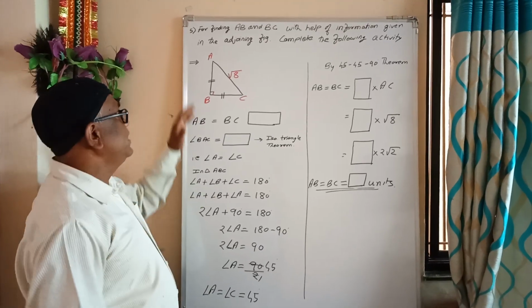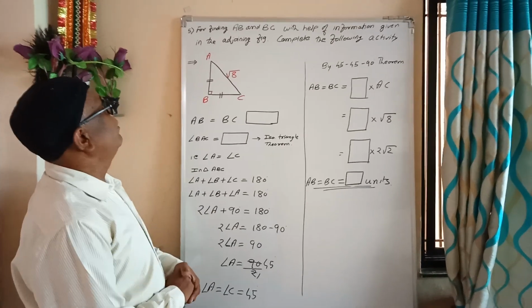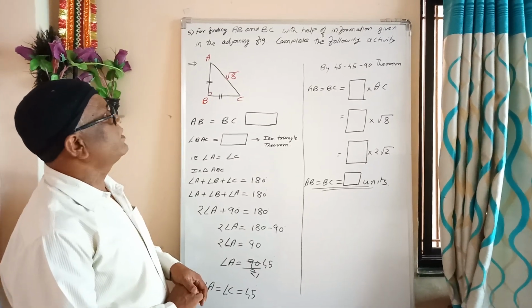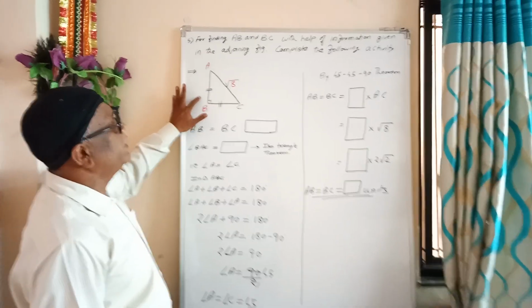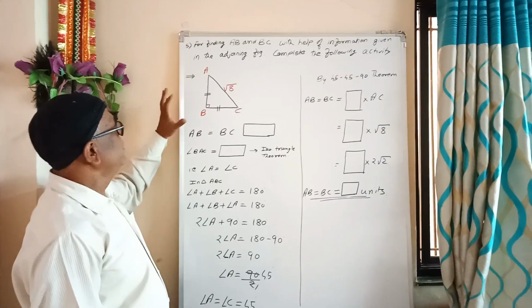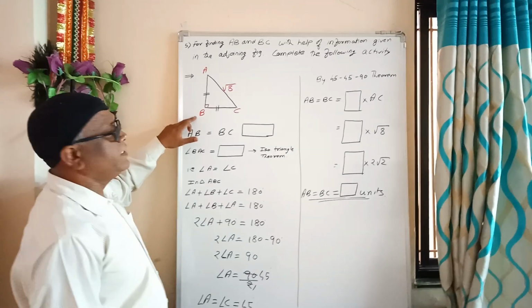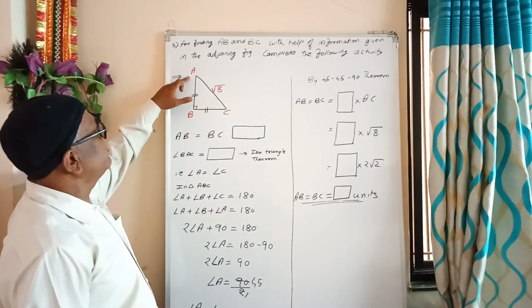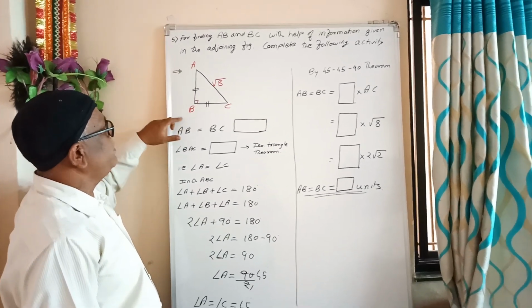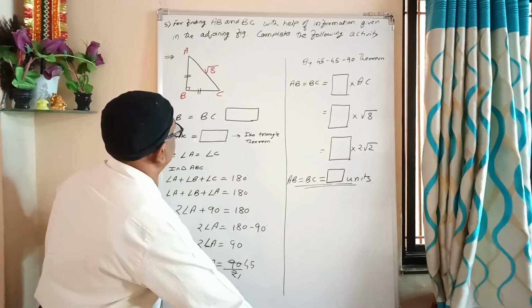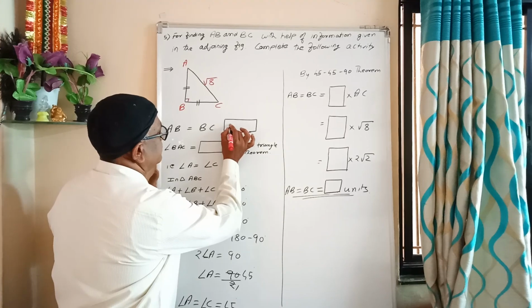Now, example number 5. For finding the side AB and side BC with the help of the information given in the adjoining figure, complete the following activity. Figure: in the triangle ABC, angle B is 90 degrees and side AB is congruent to side BC. This is given.